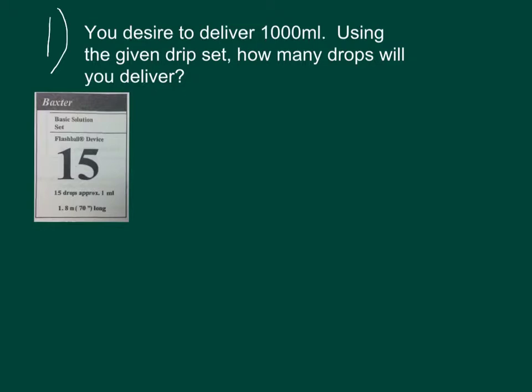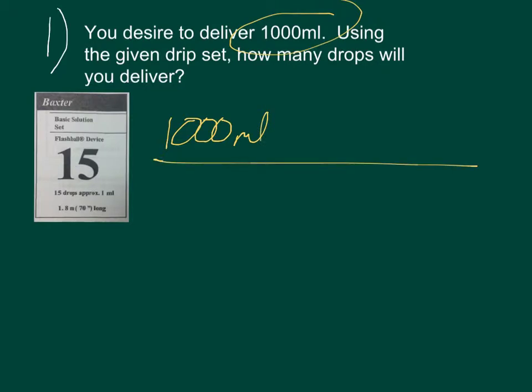Okay, so let's start easy. You desire to deliver 1,000 milliliters. Using the given drip set, how many drops will you deliver? Let's see what the problem tells us already. I want to deliver 1,000 milliliters. It doesn't tell me what that is over, doesn't tell me how much time, just tells me 1,000 milliliters, so we'll leave below that blank. Let's draw that line. But it does tell me, since I want to know how many drops, that's going to be my answer. So my answer is something drops.